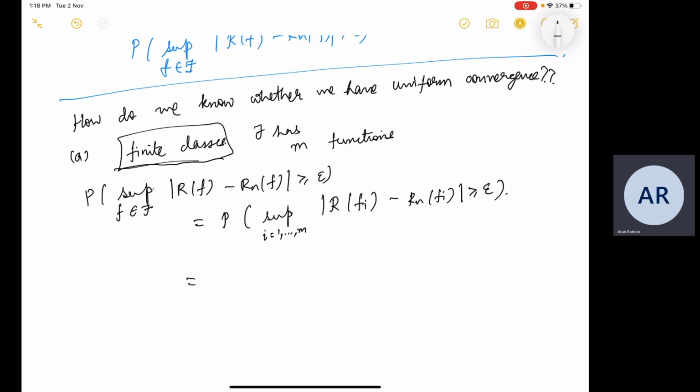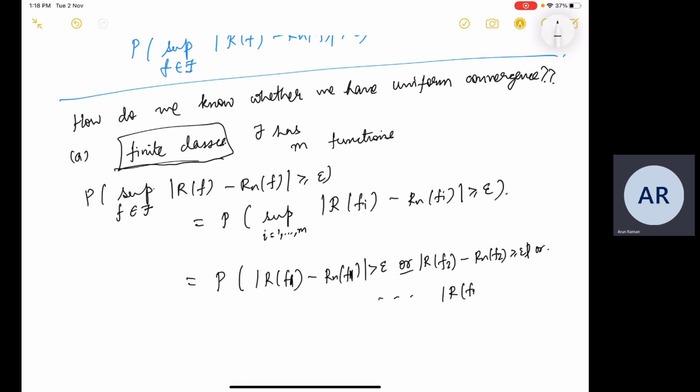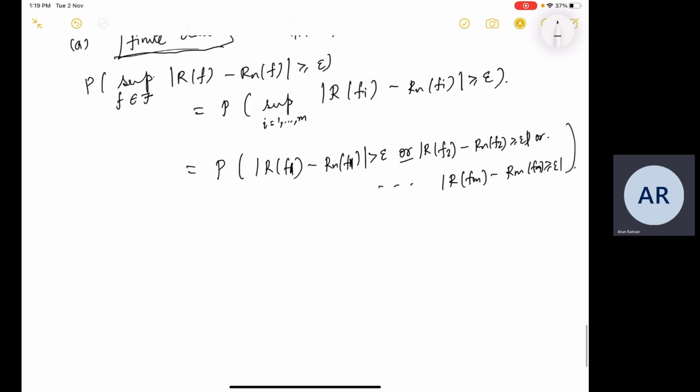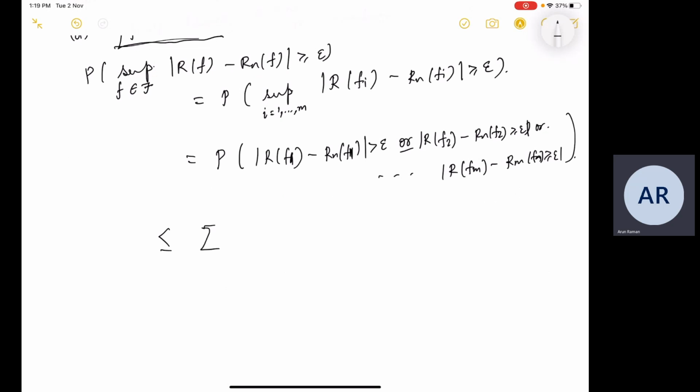we can approximate it by saying the probability that the first function is greater than or equal to epsilon, or the second function is greater than or equal to epsilon, or, and we'll do it till m functions. Okay. Now we can use the union bound.